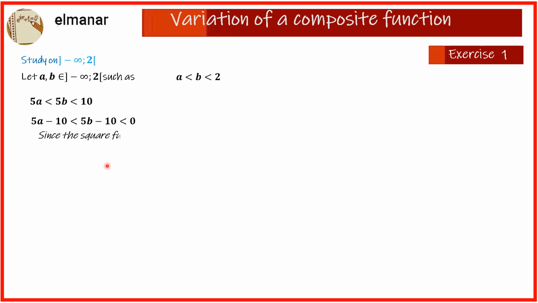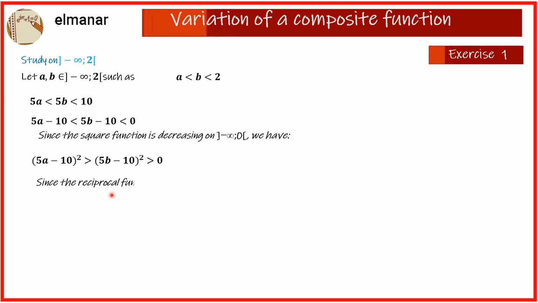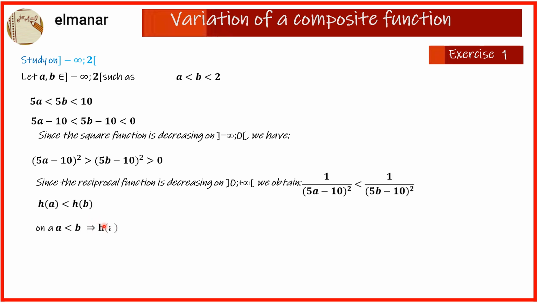Since the function that raises a number to the power of 2 is decreasing over the interval from negative infinity to 0, this implies that the square of 5 times a minus 10 is strictly greater than the square of 5 times b minus 10. Therefore, h of a is less than h of b. And since a being less than b implies that h of a is less than h of b, the function h is increasing over the interval from negative infinity to 2.